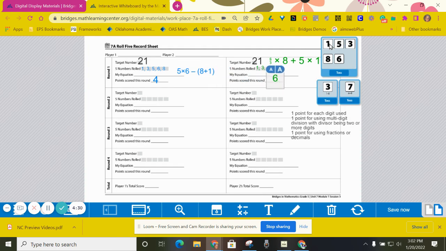Roll the 2 dice first to get your target number. And then roll the 5 dice to get the numbers you're going to work with to form your equation. And just keep going like that. Make sure you use your student journal to write down your thoughts. You're going to try to go as quickly as you can. Once you get 4 rounds completed, you're going to total up your scores, and the person with the highest score wins.